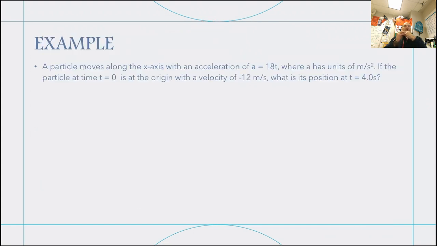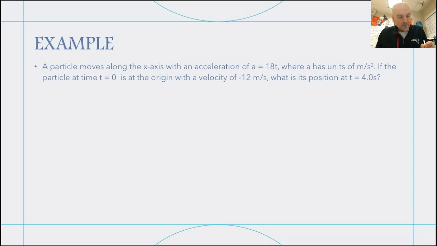All right, so we have a particle moving along the x-axis with an acceleration of a equal to 18t, where a has units of meters per second squared. If the particle at time t equals 0 is at the origin with a velocity of negative 12 meters per second, what is its position at 4 seconds?